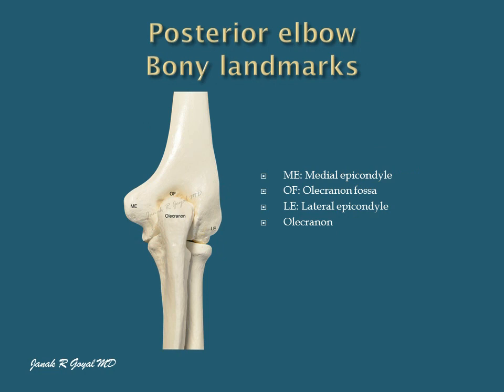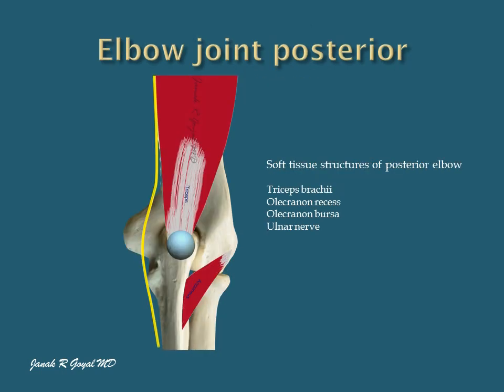The important skeletal landmarks on the posterior aspect of the elbow are the medial and lateral epicondyle and a deep olecranon fossa, which is occupied by the olecranon process of the ulna during elbow extension. The main soft tissue structures on the posterior elbow are the triceps muscle and tendon, the ulnar nerve coursing along the medial border of the triceps, and the olecranon bursa, when present, will be seen superficial to the olecranon of the ulna.